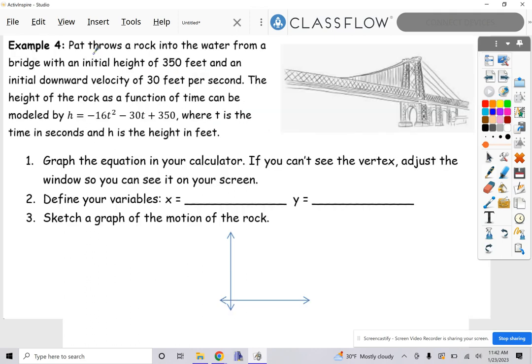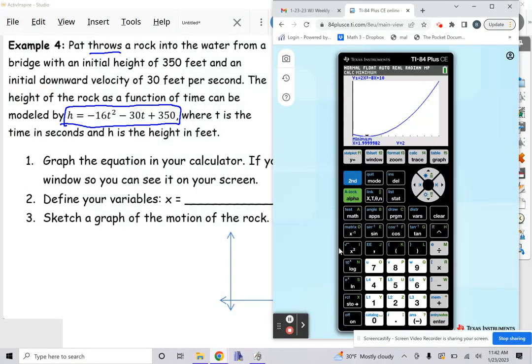Okay, last one with graphing. Pat throws... I can stop reading. There it is. Okay, reset my calculator. I'm going to do this one somewhat quickly, so if you need to slow me down, you can do that within YouTube. Second, plus 712. Window 0.